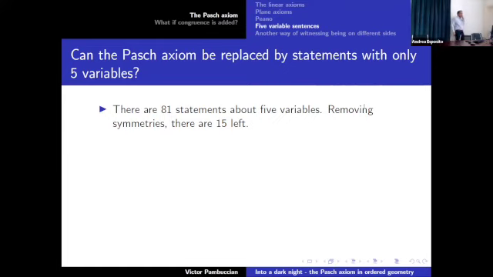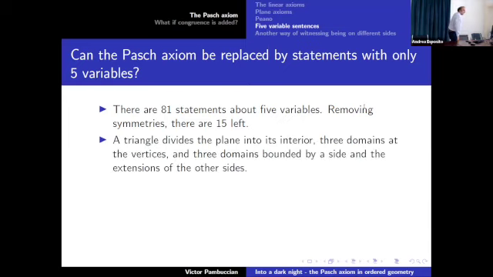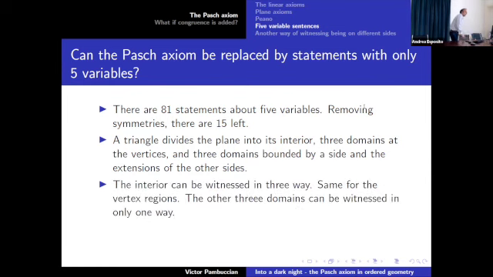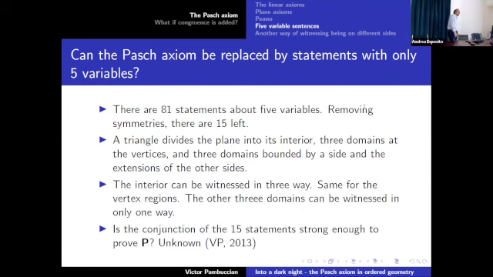But in these 81 statements that I was talking about, there are certain symmetries, right, which you expect. Removing those symmetries, you're left with 15 statements. Okay? One of them, a little bit stronger, will be the weak crossbar theorem. It's going to be a little stronger. Now the question is the conjunction of all these 15 statements strong enough to prove P? Well, this is unknown. So we don't know whether ordered geometry can be expressed with 5 variables or not.